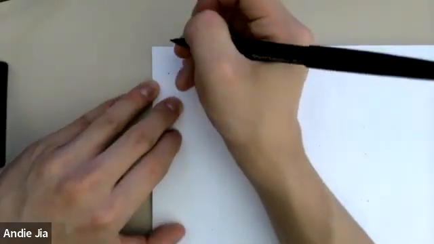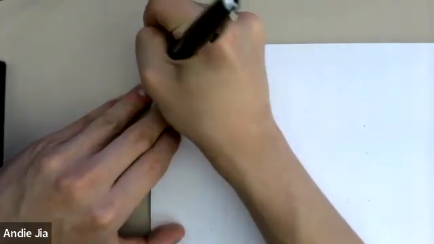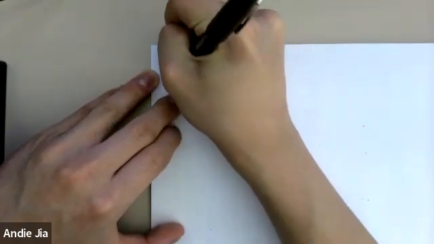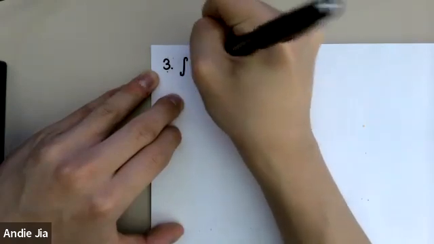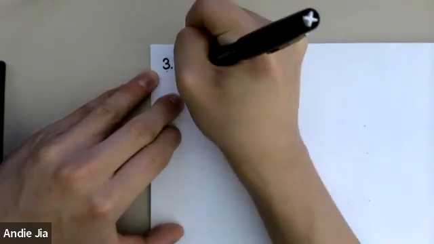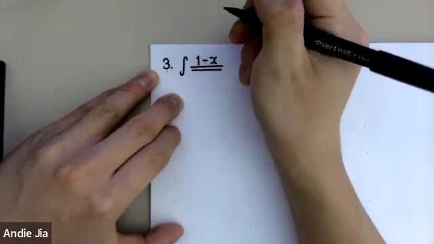Okay, so let's do more integrals. The third problem is an indefinite integral. It is 1 minus x over 1 minus x squared.